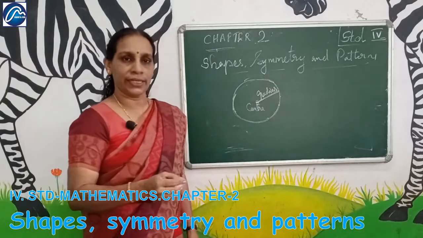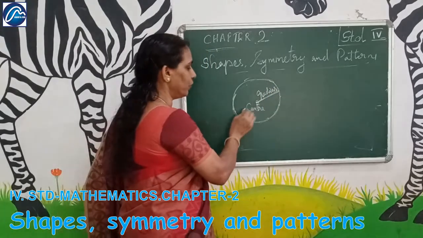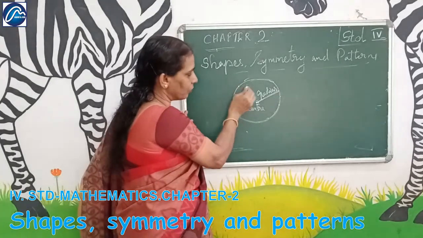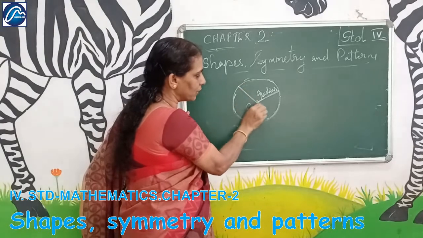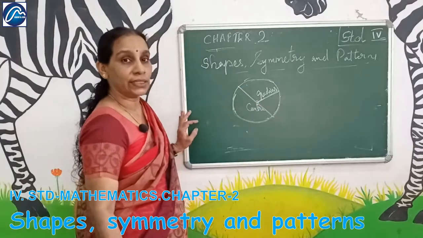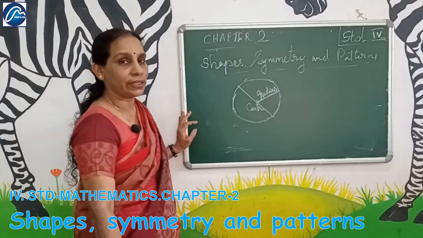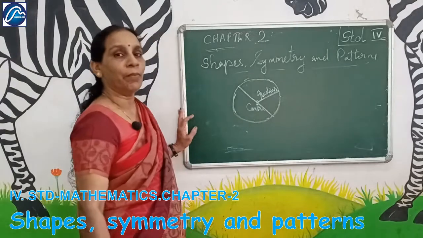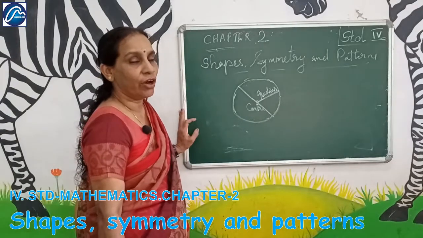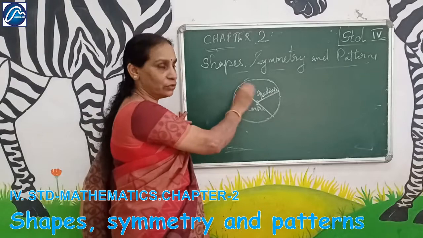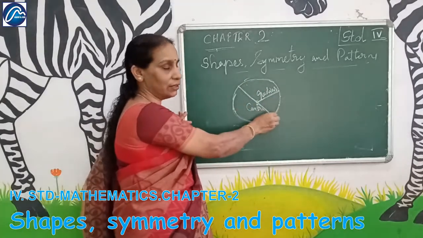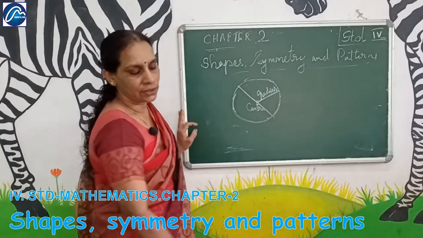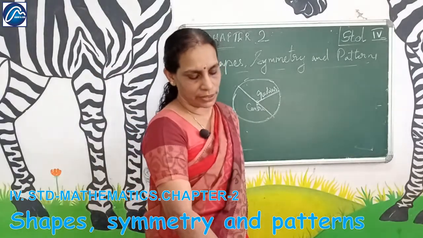It is known as radius. And if we draw a line from one end of the circle to the other end through the center, it is known as diameter. The diameter is the line segment passing through the center of the circle and joining two points of the circle.